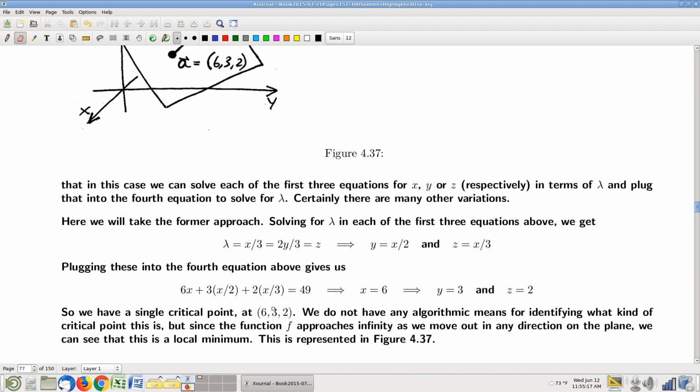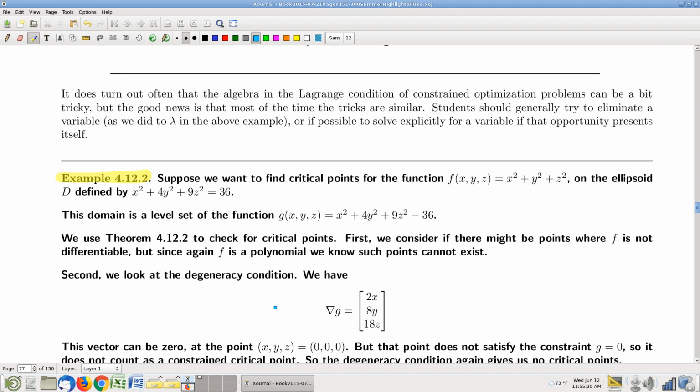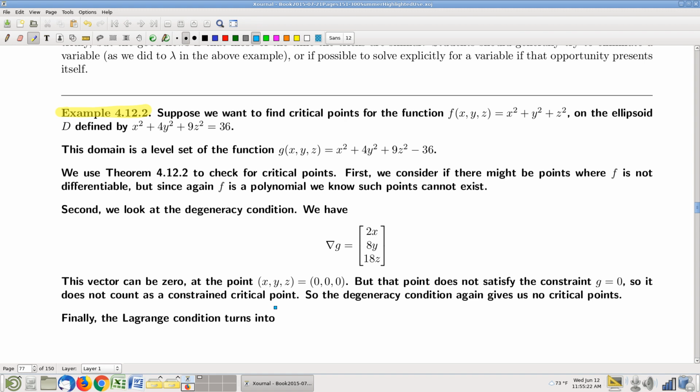All right, I think I have another example I want to show you in here. Yeah, right, this is a really good example. So here we go again. We want to find critical points, same objective function, different constraint function, you'll notice. Now our constraint set is an ellipsoid. It's interesting, right? So we're looking for points on this ellipsoid that are critical in terms of distance squared from the origin. All right, so the usual game, differentiability, no problem.